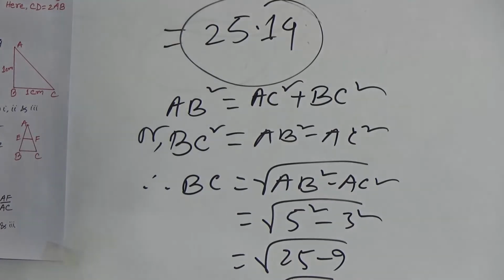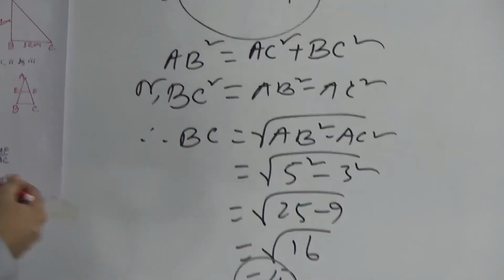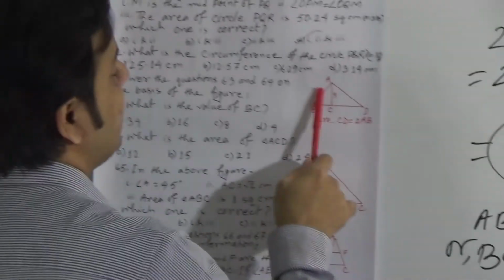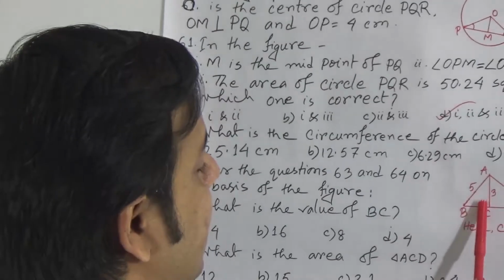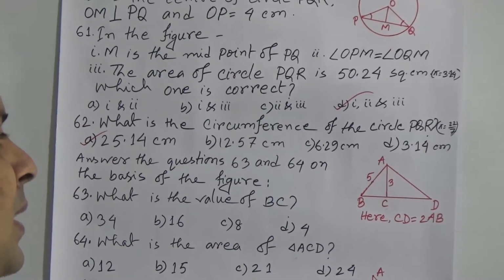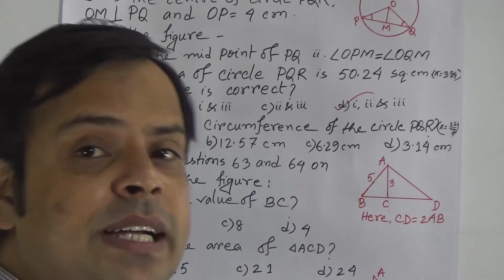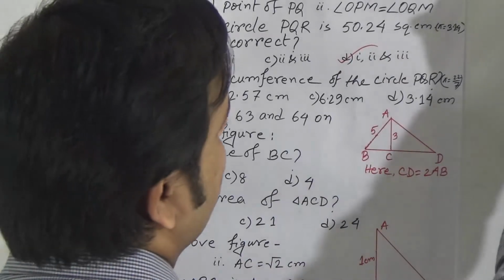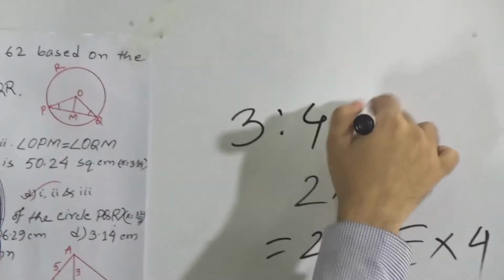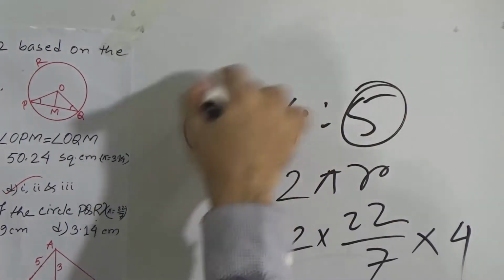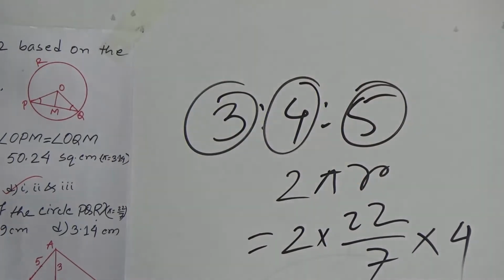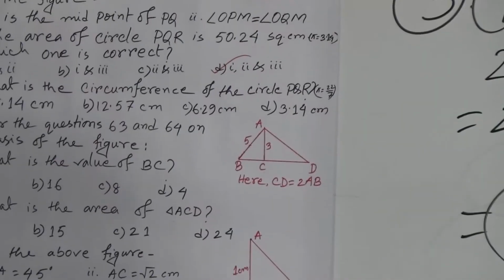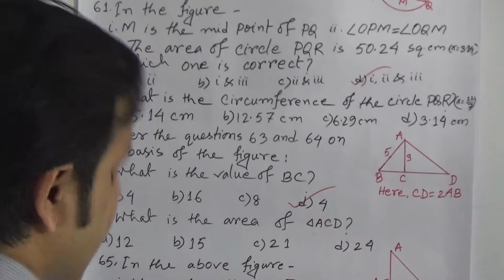Dear students, now see, in another way we can get the answer from this figure. ABC is a right angle triangle, here C is the right angle. Dear students, you know the ratio of the sides of a right angle triangle can be 3:4:5. Here 5 is given, 3 is given. So the other side must be 4. So we can say our answer to question 63 is D, that is 4.